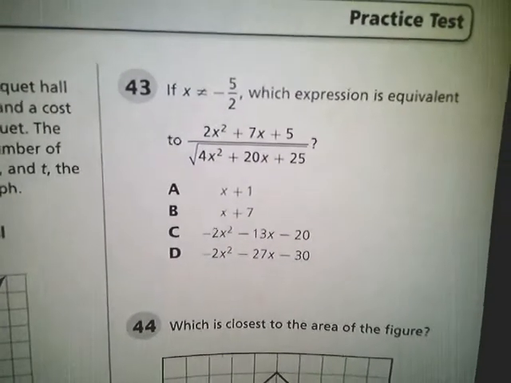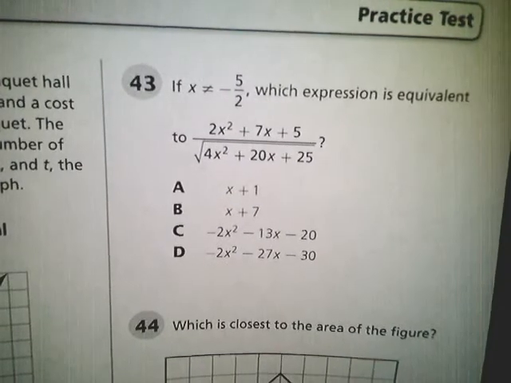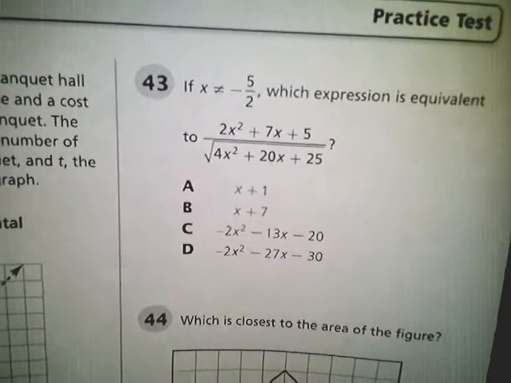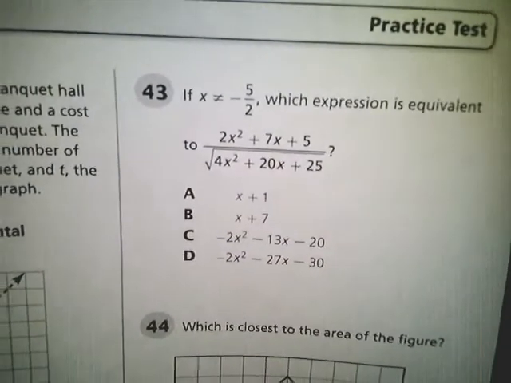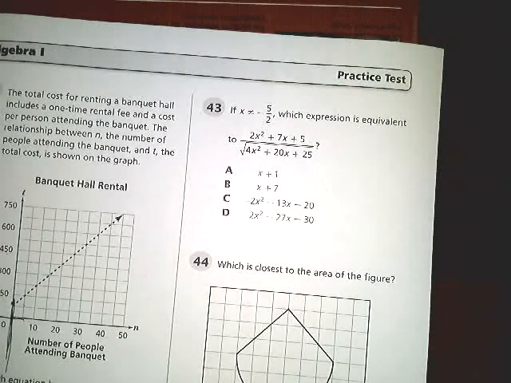This is the Algebra 1 end-of-course practice test for the Tennessee EOC program. This is question number 43. It's kind of a beast when you look at it. There's a couple ways that you can get this thing done. It's not as hard as it looks, but I'll show you a real simple way at the end. So just stick through the long version if you hate it.